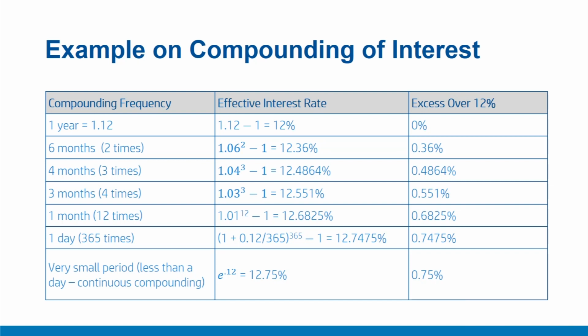To summarize, the effective interest rates are a function of compounding frequency. As the compounding frequency increases, interest is paid more frequently and therefore the effective interest rates also increase. The maximum frequency that can be generated is called continuous compounding.